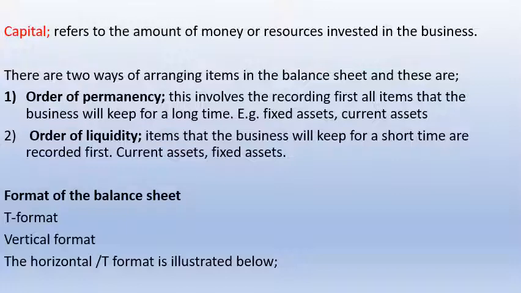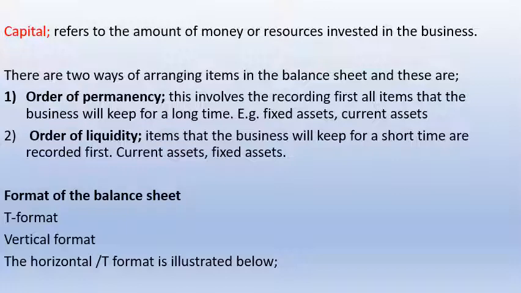There are two ways of arranging items in the balance sheet, and these are: one, order of permanence. This involves recording first all the items that the business will keep for a long time. Items that take a long period of time are recorded first. So we shall start with our fixed assets and end with the current assets. That is order of permanence. We start with those which are long term and end with short term.